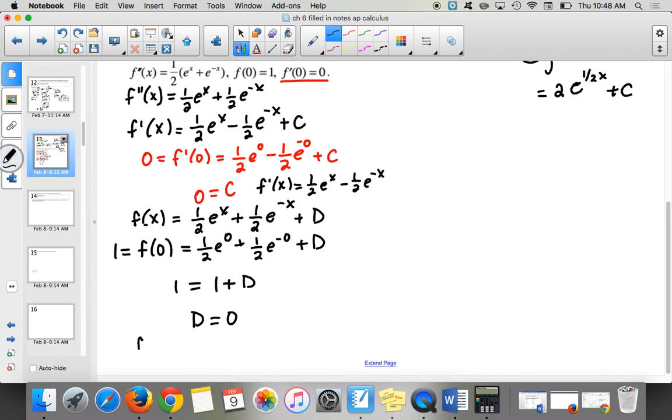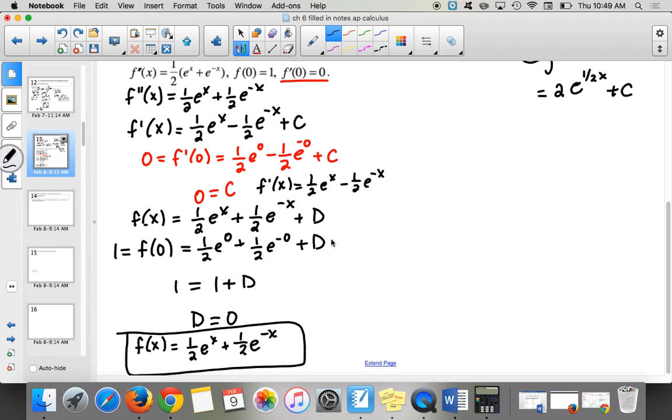Wait, why are you doing plus d? Because when we do the antiderivative, we need a constant, like a plus c. So instead of writing c again, I do d. Or you could do c1, c2, c3. All right, so I get 1/2 e to the x plus 1/2 e to the negative x. So it does indeed iterate. Every second antiderivative goes back to that.